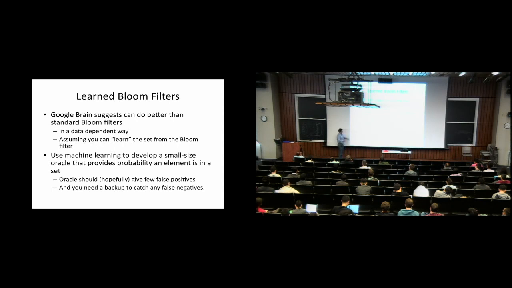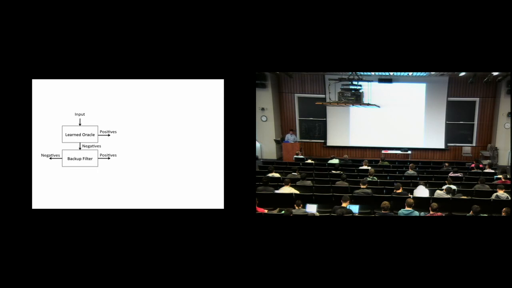So hopefully this should give few false positives. But you'd like to use this function to develop a Bloom filter structure that will hopefully give you few false positives overall and should never give you any false negatives, just like a regular Bloom filter. All right, so how do they suggest doing this?